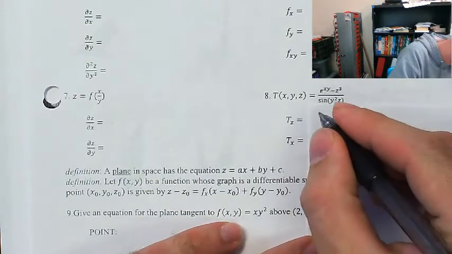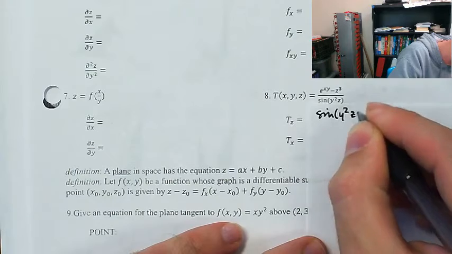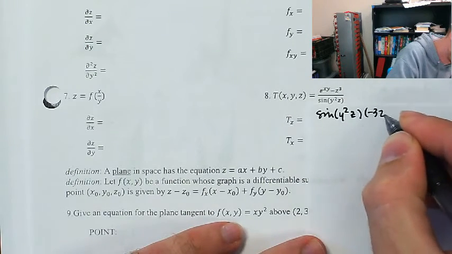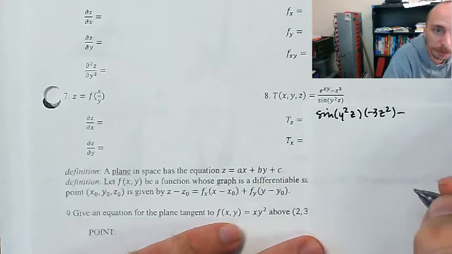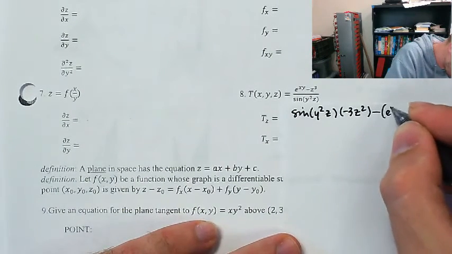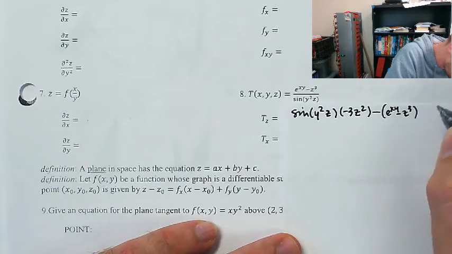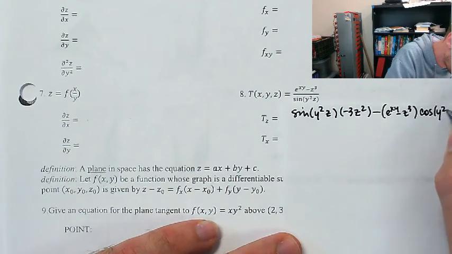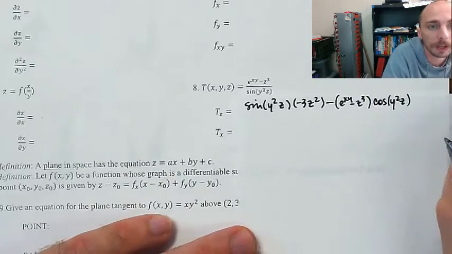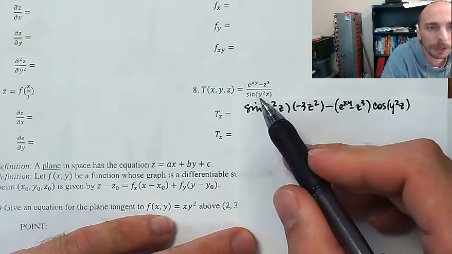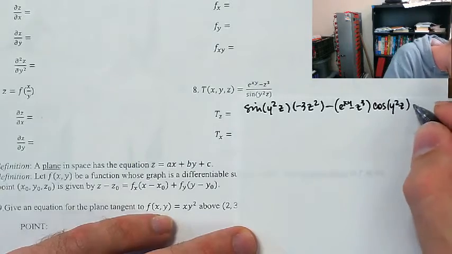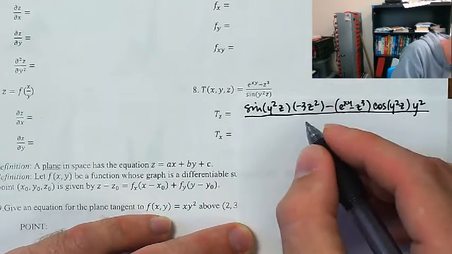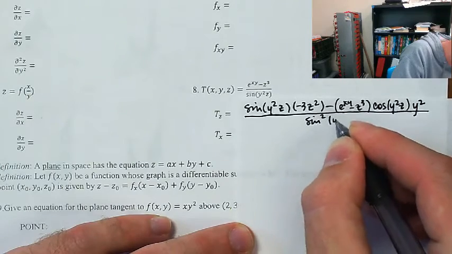Bottom times the derivative of the top with respect to z. That's going to be 0 minus 3z squared. Minus the top times the derivative of the bottom with respect to z, which is going to be cosine of y squared z, times the derivative of the inside for the chain rule, with respect to z, that's just going to be y squared. All divided by the bottom squared, so that would be sine squared of y squared z.